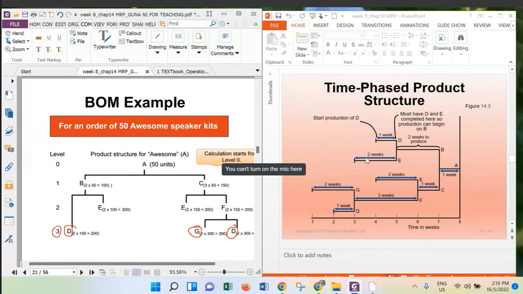E. Boleh nampak ke saya punya cursor bergerak ni? Boleh Doktor. And okay, good. And 1 week for D. So this, and it says for D is a start production of D. So this lead time is actually could be the in-house manufacturing or could be the product being bought over from the vendor. Boleh faham? Boleh faham maksud saya?